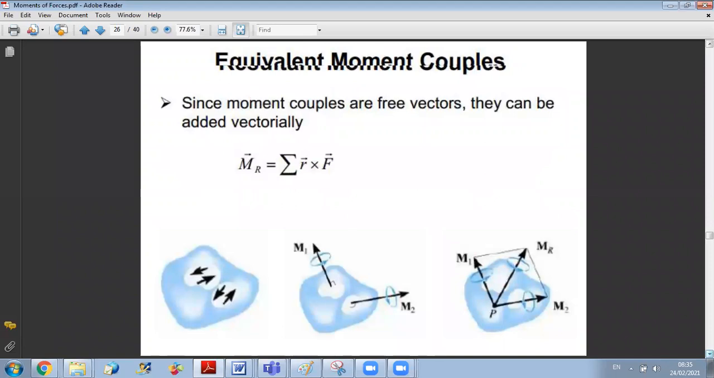Now, how to calculate the resultant moment of couples? So if I have several couples acting on a body, all I have to do is to do the summation. Okay? So since moment couples are free vectors, they can be added vectorially. So all I have to do is to add all vectors. I get the total resulting moment.